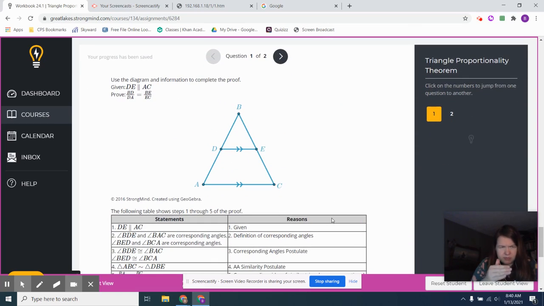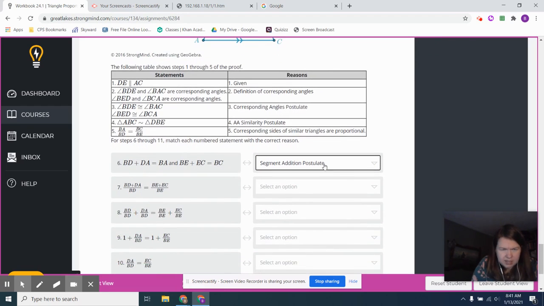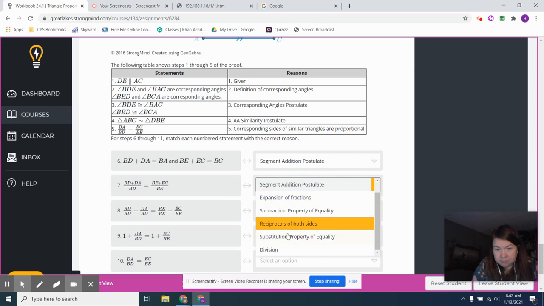They have all these proofs, so use the diagram and information to complete the proof. This is all about doing similar triangles. They went through here and they said BD plus DA is equal to BA, and BE plus EC is equal to BC, and this is segment addition, because you're just adding them. It's kind of easy because you just add them. Then down here to number 7, we have these proportions which come from this one. We replaced the top parts of these proportions with the addition there. So that was substitution that we did.